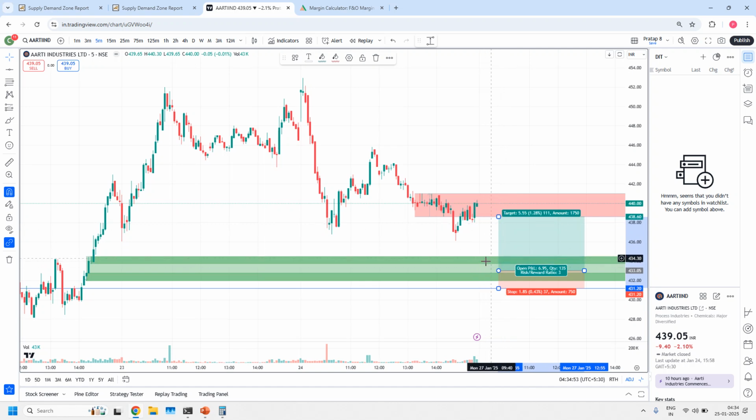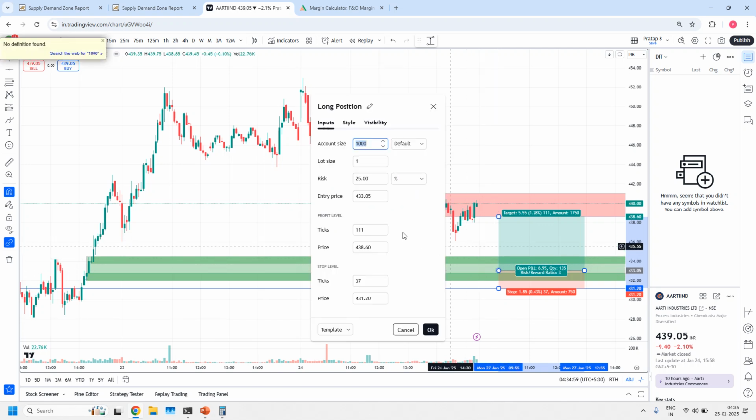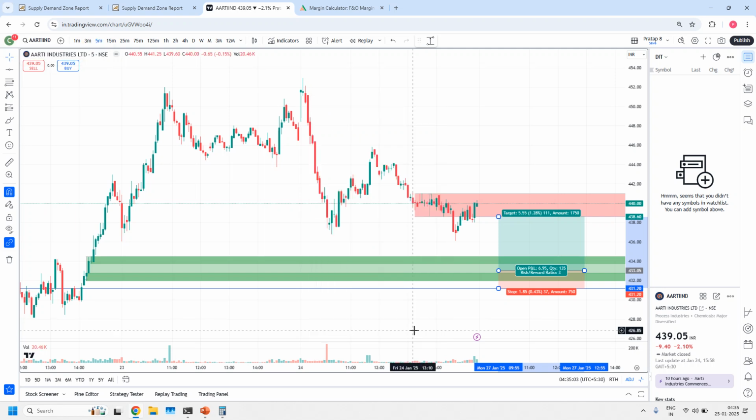Suppose the first order flow is violated and prices reach up to this point. Now, what is my entry? My entry price is 433.05. So, when prices reach 433.05, only then do I plan my trade. Otherwise, I don't. What is the advantage I am getting by doing this? By doing this, I am getting 1:3 RR. Not only that. Now see the risk.